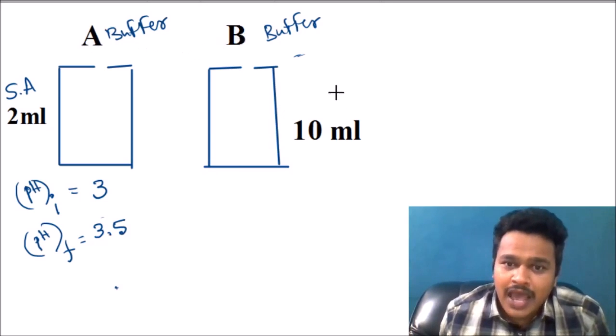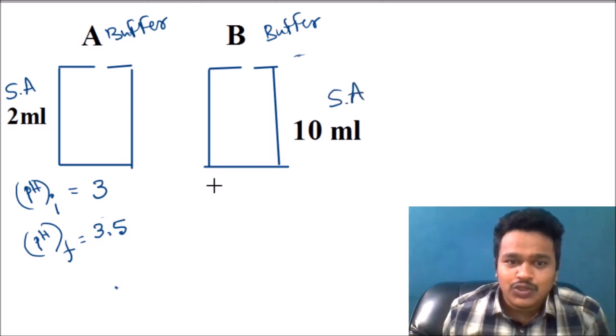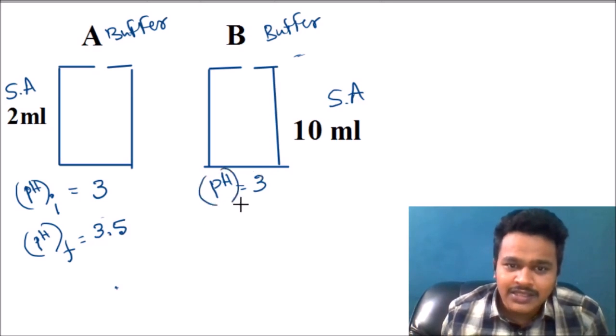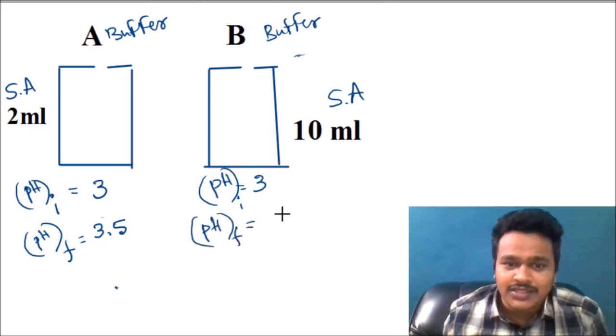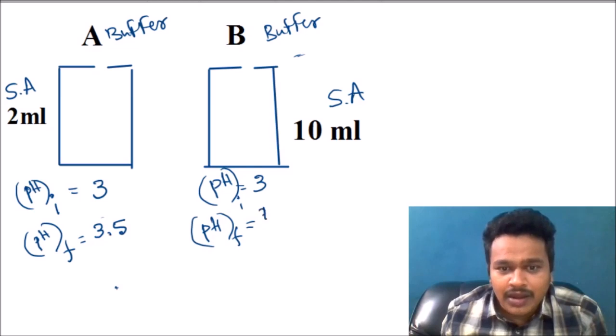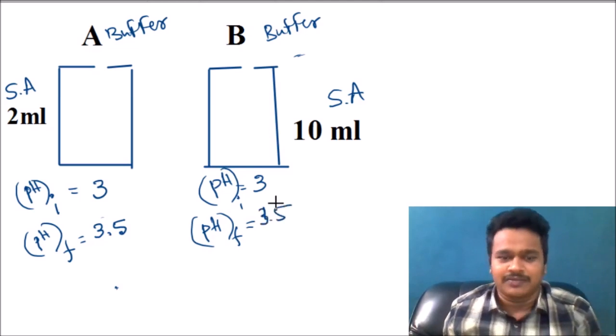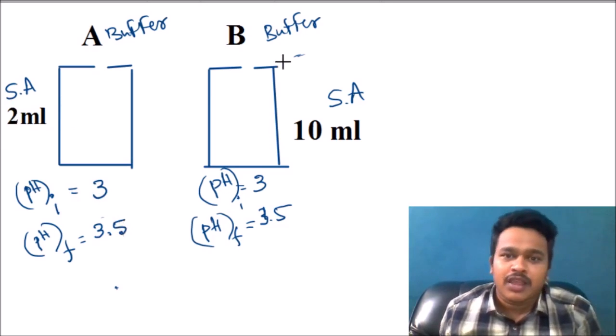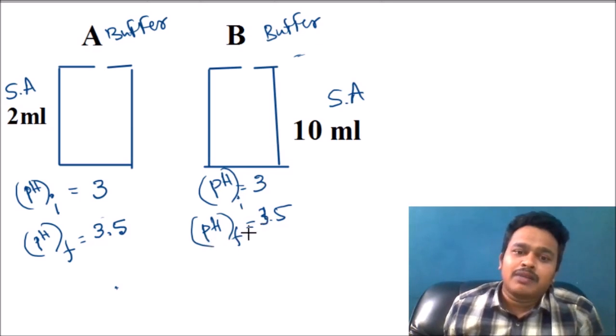For the B buffer, I am adding 10 ml of strong acid. Here also the initial pH value is 3. After addition of 10 ml of strong acid, the final pH is also 3.5. Just consider that this change occurs. So the A buffer initial pH is 3 and final pH is 3.5, after addition of 2 ml of strong acid. For the B buffer, the initial pH is 3, and after addition of 10 ml of strong acid, the final pH is 3.5.